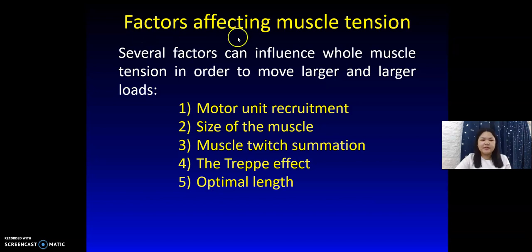Factors affecting muscle tension. There are several factors that can influence whole muscle tension in order to move larger and larger loads: motor unit recruitment, size of the muscle, twitch summation, trap effect, and optimal length.